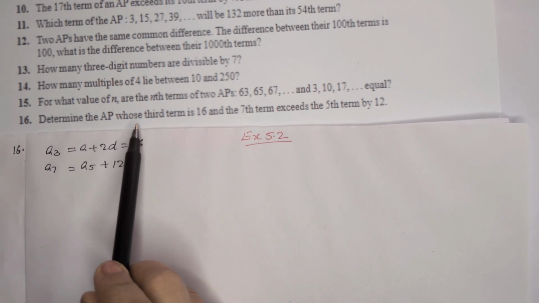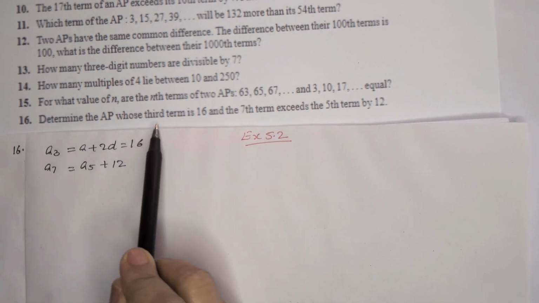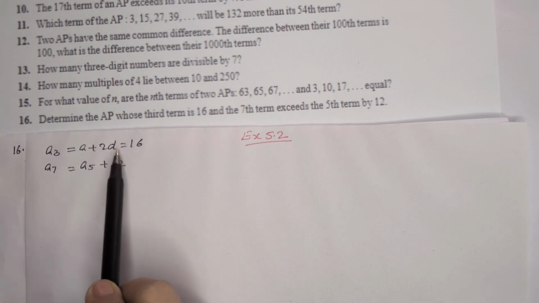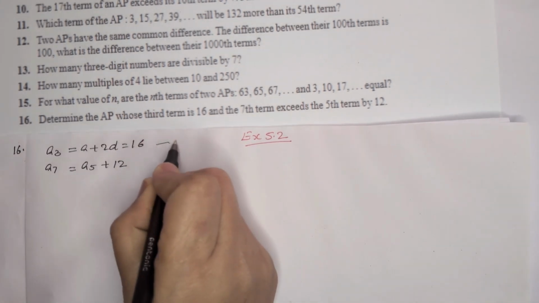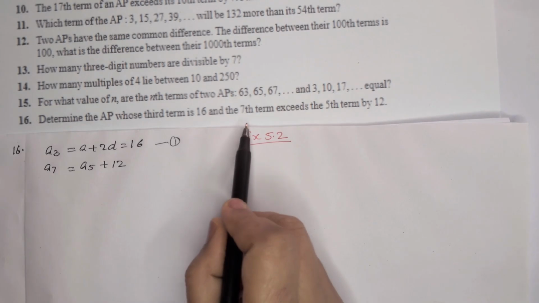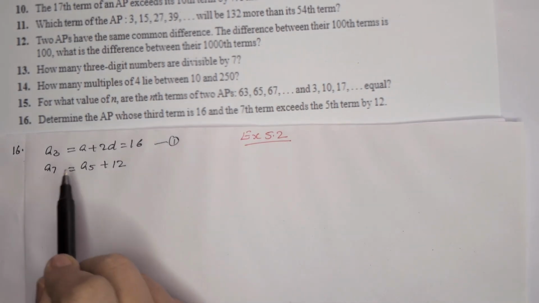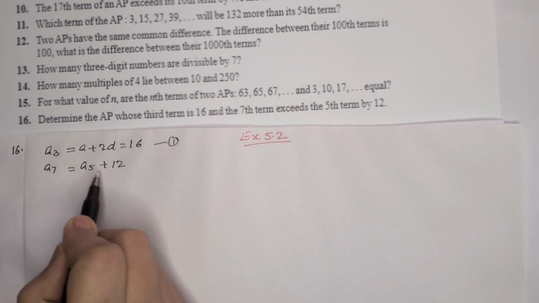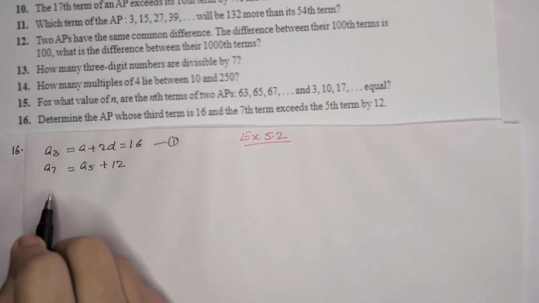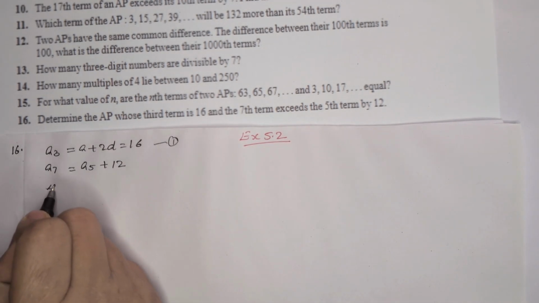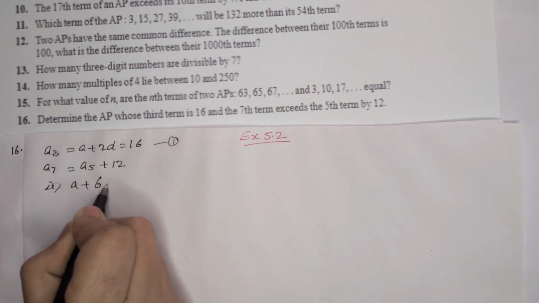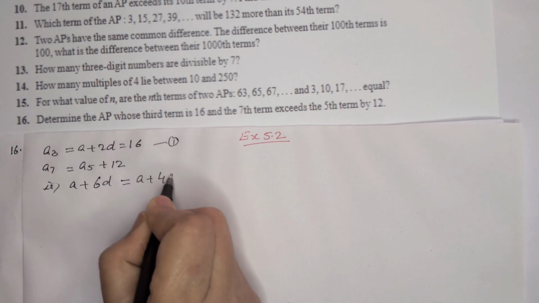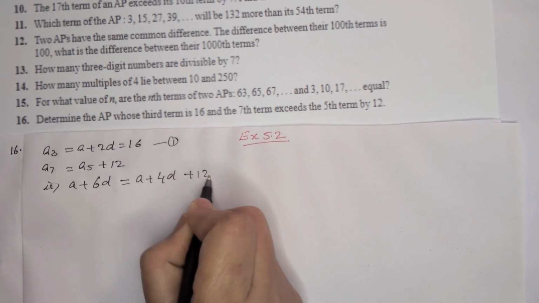Question: determine the AP whose third term is 16. That means a3 is equal to a plus 2d, so we can write that as equation number 1. And the seventh term, which means a7, exceeds the fifth term by 12. So a5 plus 12 is equal to a7. We can write a7 as a plus 6d is equal to a5, as a plus 4d, plus 12.